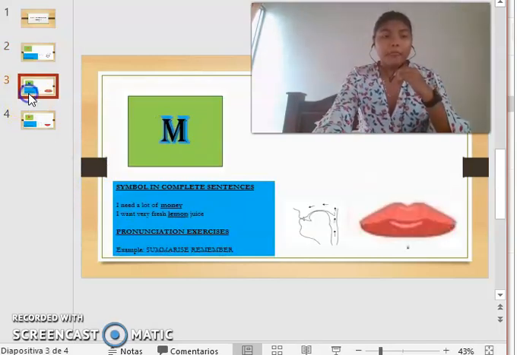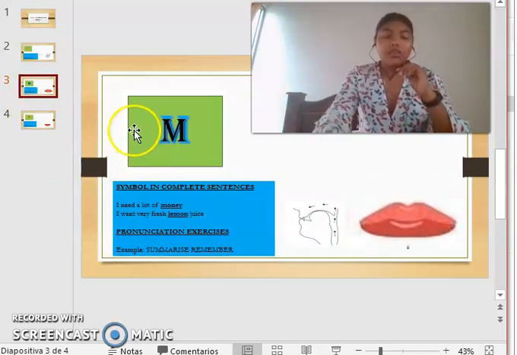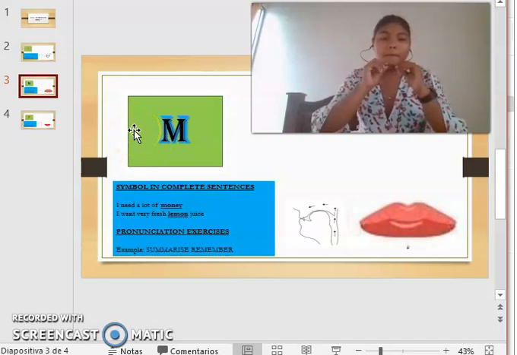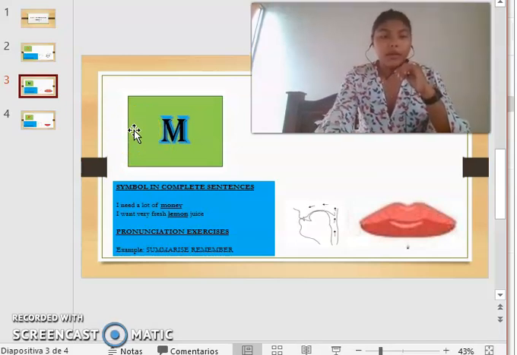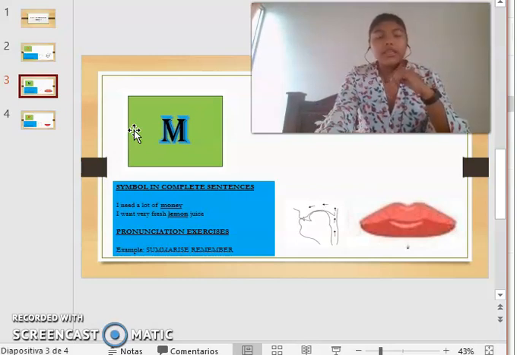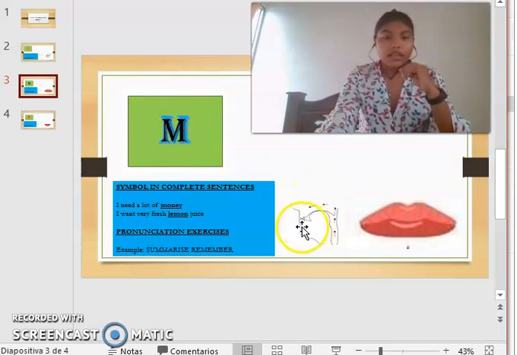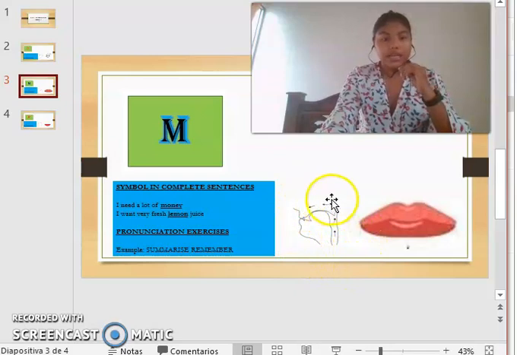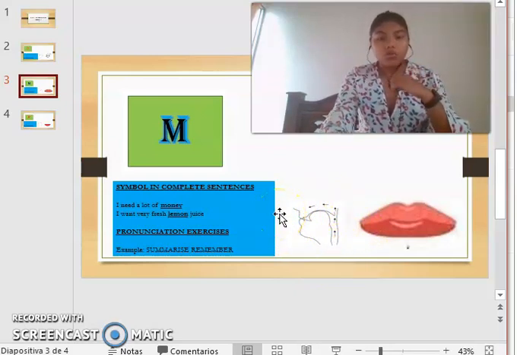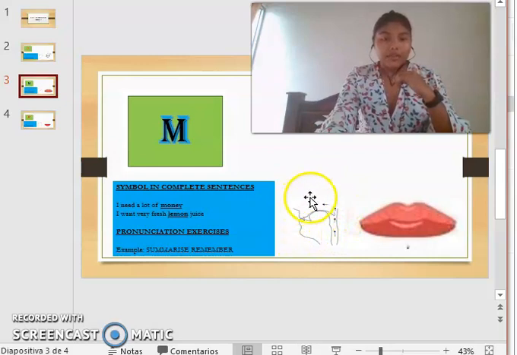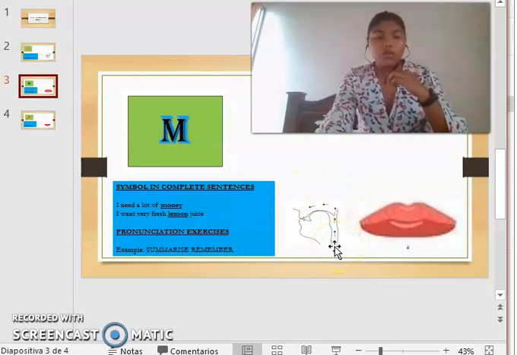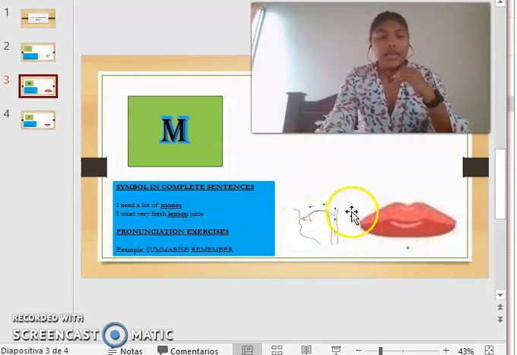Continue. This is a consonant, and its point of articulation is bilabial, and its mode of articulation is nasal. That is, the sound comes out of the nasal cavity. You can see in this photo, the sound comes out of the nasal cavity, and your lips get like this.